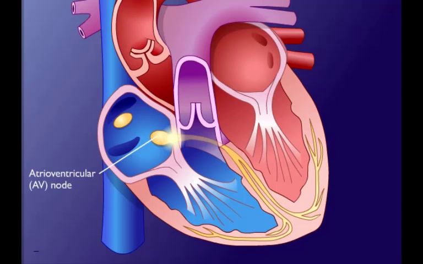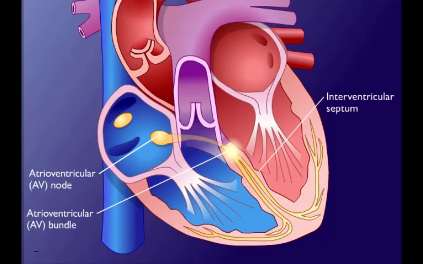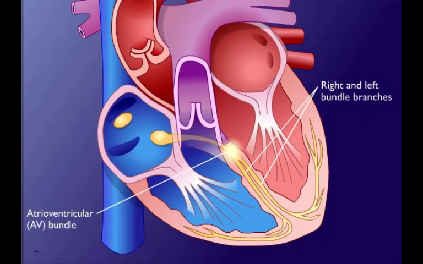They then pass rapidly along the atrioventricular bundle, which extends from the atrioventricular node through the fibrous skeleton into the interventricular septum. The atrioventricular bundle divides into right and left bundle branches, and action potentials descend rapidly to the apex of each ventricle along the bundle branches.